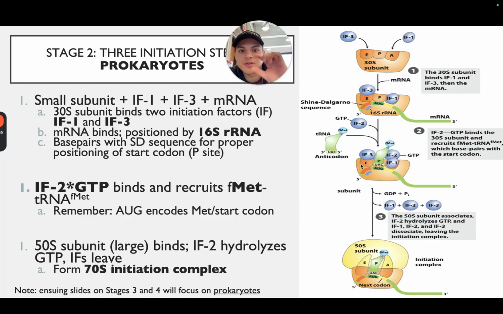And then from there, the IF2, which prevents translation from switching from initiation to elongation, is going to hydrolyze the GTP, and then from there we can start the elongation phase. In terms of the rest of these initiation factors, you don't really need to know them. You just really need to know that IF2 hydrolyzes the GTP and the IFs leave. That's pretty much it that you need to know.